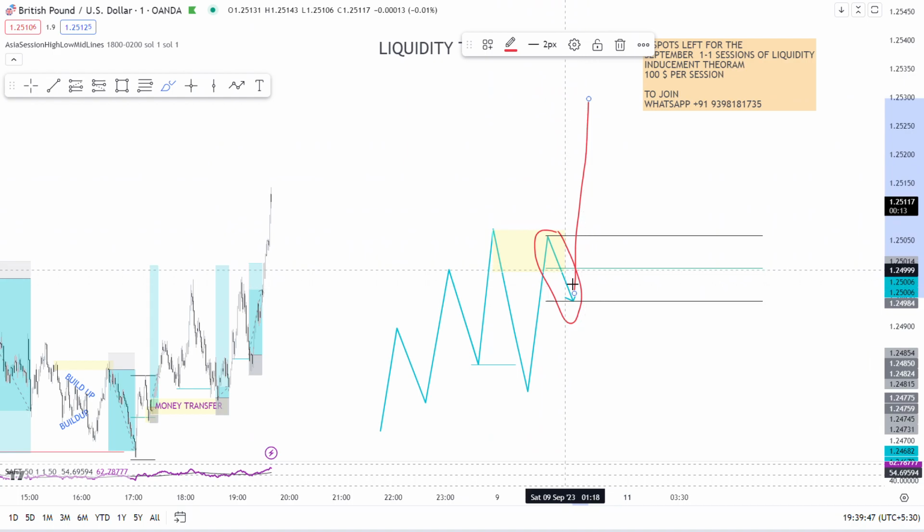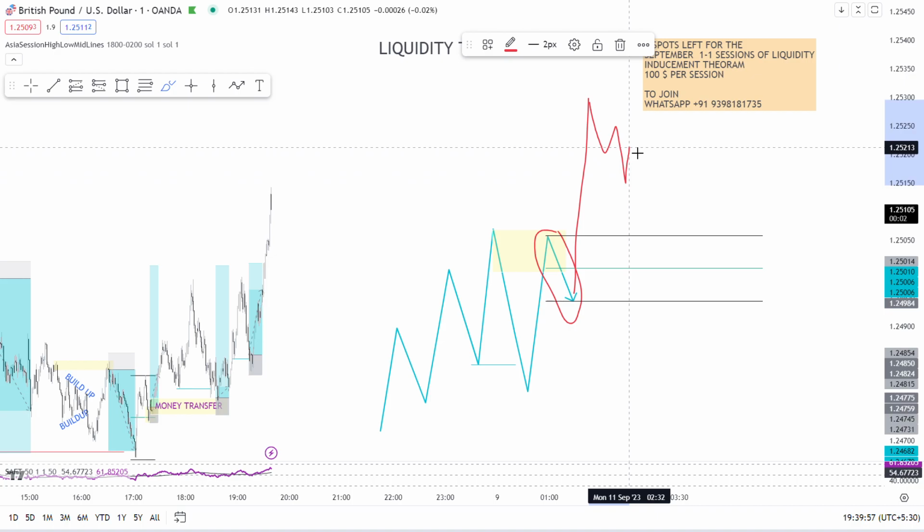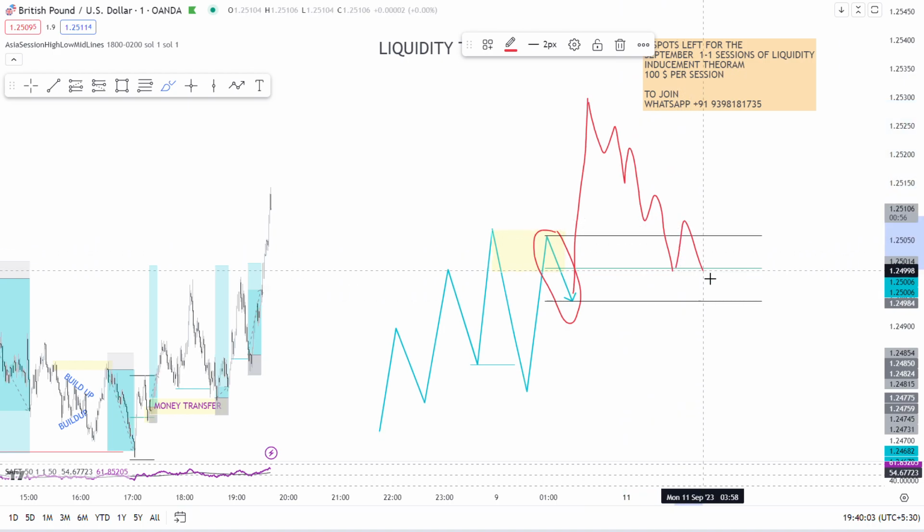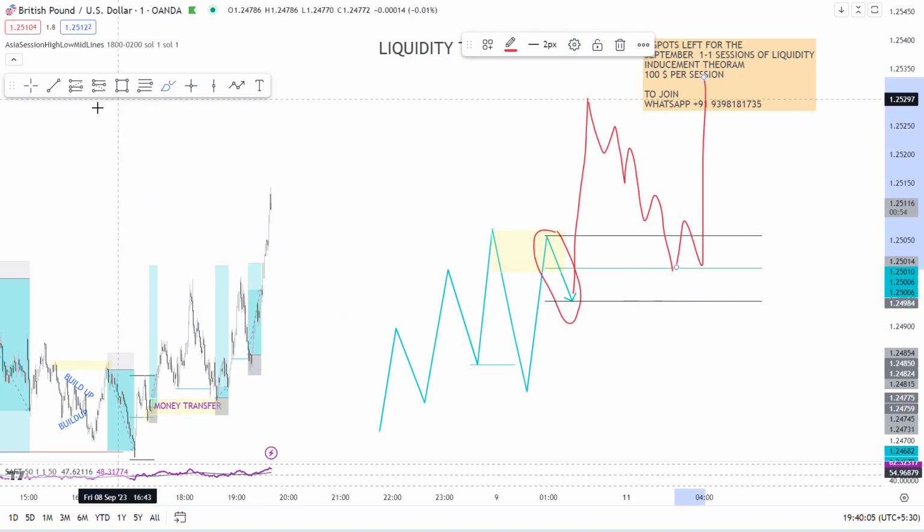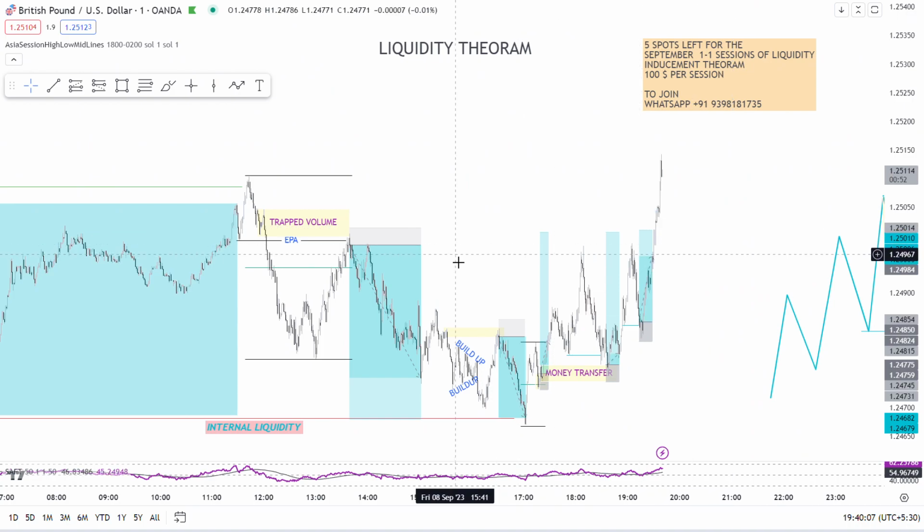Now in this scenario, the banks' buy orders are in very huge profit, but the banks' sell orders are in very huge loss. So to mitigate the loss, the banks will again come and close the sell orders at break even and then move the price. Same thing happened here.